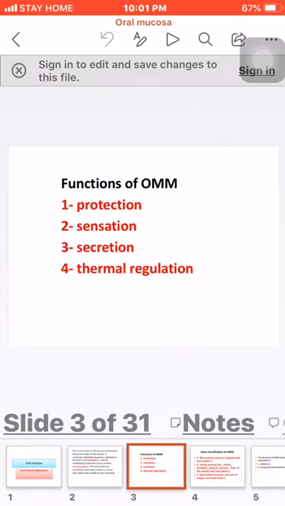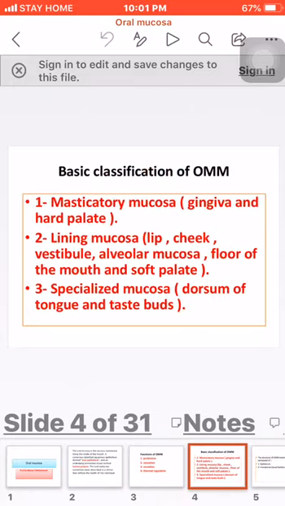Functions of the oral mucosa: first, protection; second, sensation; third, secretion; and fourth, thermal regulation. The basic classification of the oral mucosa is composed of three types. First, the masticatory mucosa, including the gingiva and the hard palate. Second, the lining mucosa, including lip, cheek, vestibule, alveolar mucosa, floor of the mouth, and soft palate. Third, the specialized mucosa, including the dorsum of the tongue and the taste buds.